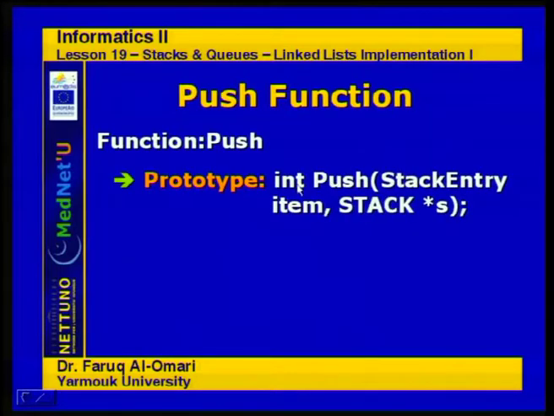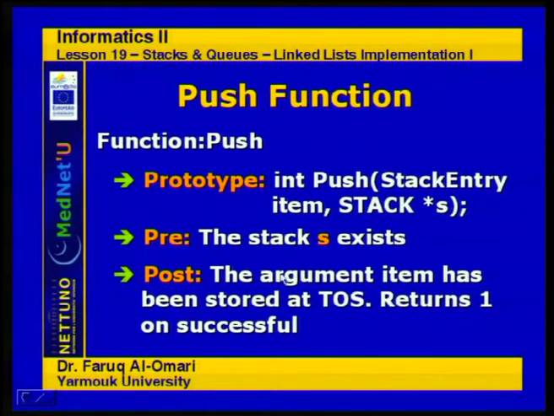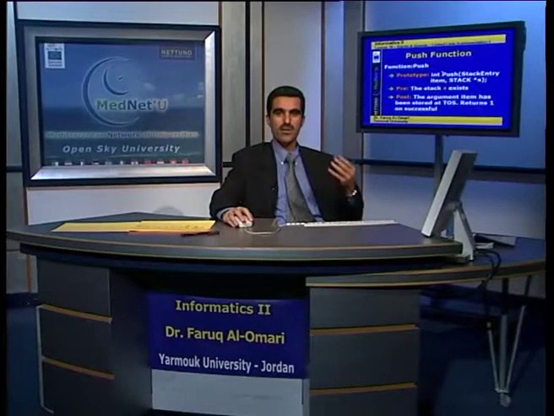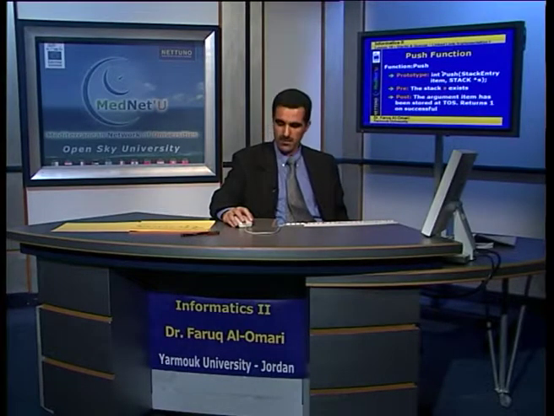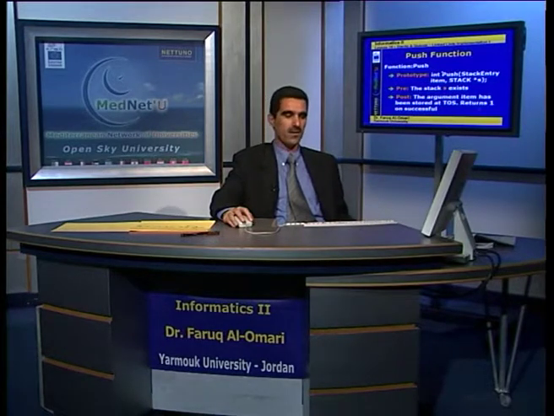The function prototype is going to return a value of integer. We're going to see what this integer is. But basically, it takes the stack entry, the item that you need to insert into this stack. The precondition, the only condition, is that this stack already exists. As a result, the argument item is going to be stored on top of the stack, and it will return 1 on success. That's why I'm having an integer here. I will return 1 upon success, otherwise I'm going to return a 0 or anything else.